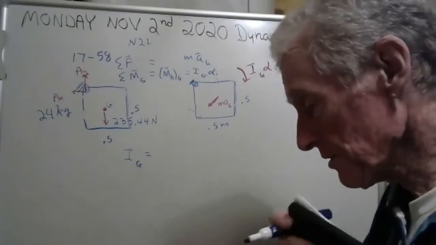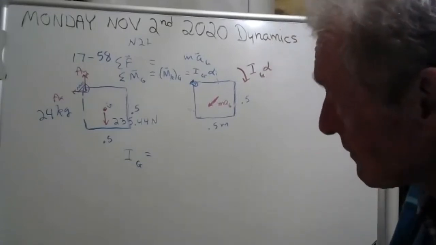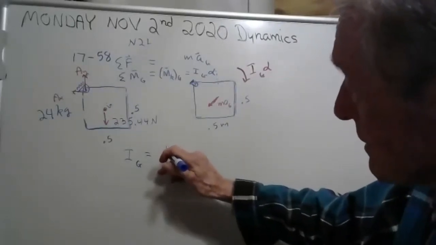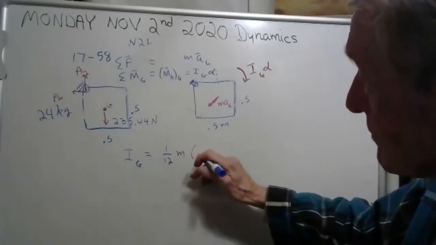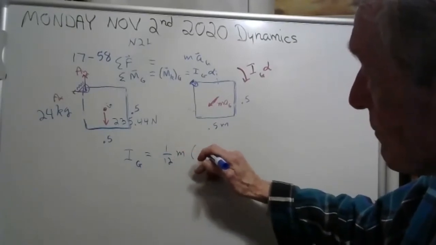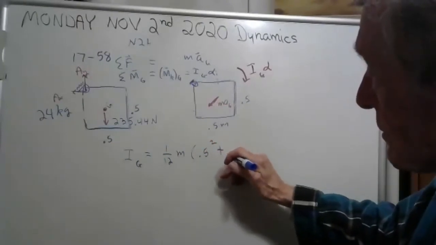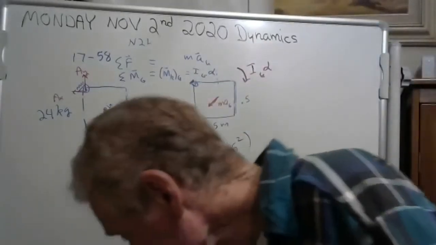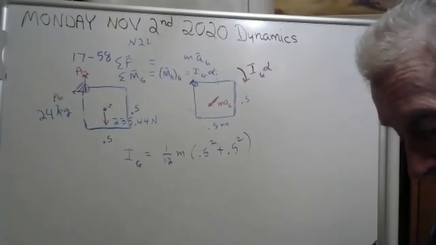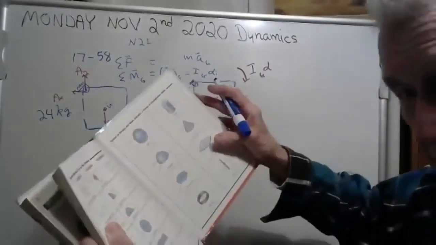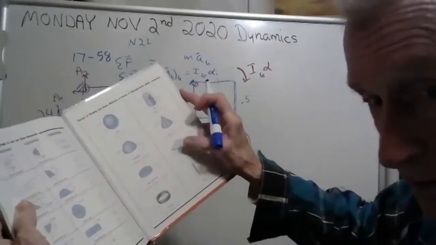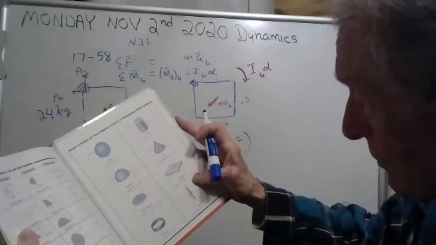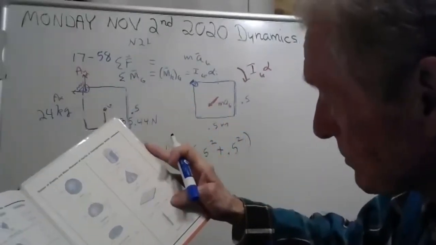Now let's get this I_G thing. There's an equation for that in the flap of your book. It's 1/12 the mass times, in this case, 0.5 squared plus 0.5 squared. Get your book and go to the flap, back here in the back, and there's a plate there. See that plate where my thumb is wiggling? That's the equation for it. It's 1/12 m times a squared plus b squared. There it is.